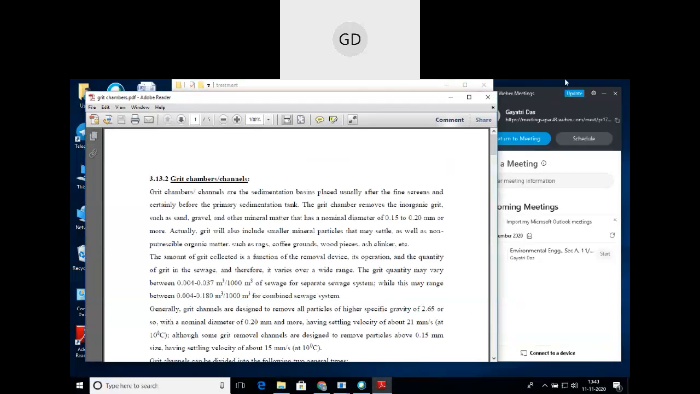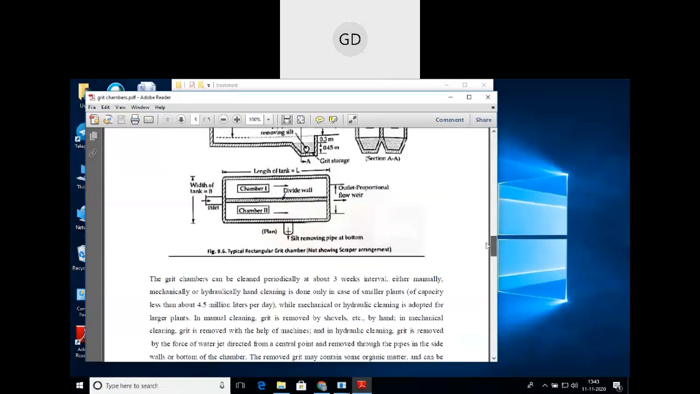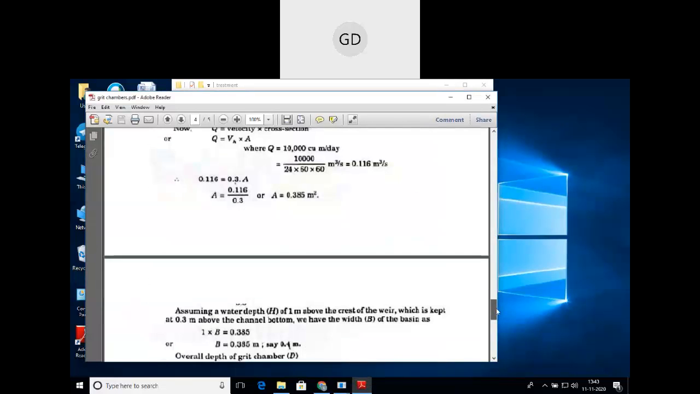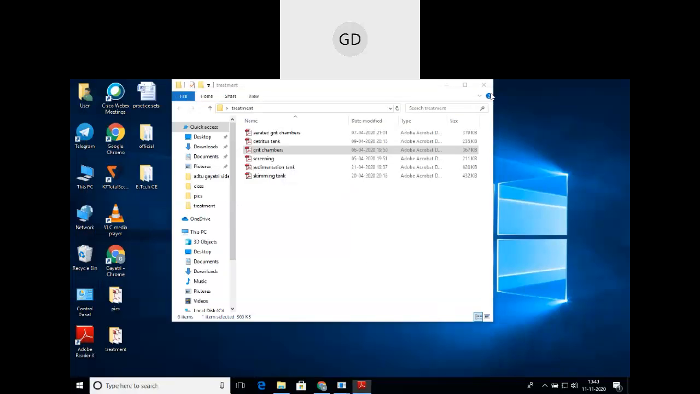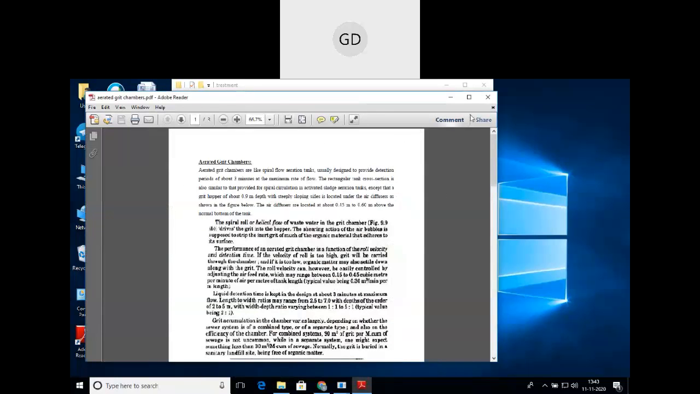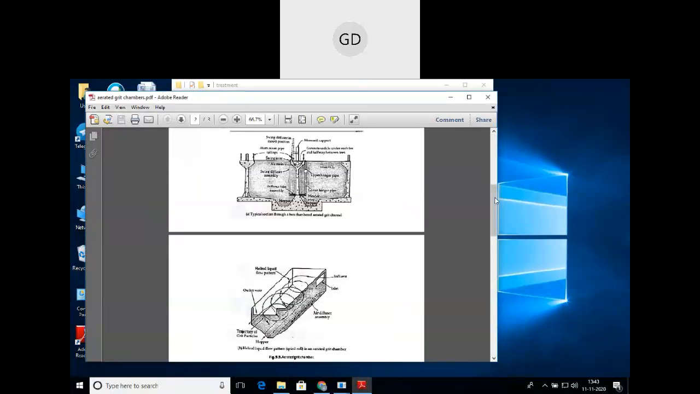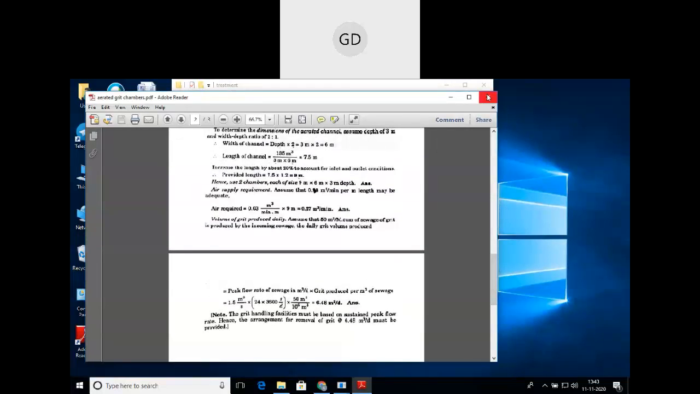Grit chambers, have we done them or not? I think yes, we have done the numericals, right? We have done the last two numericals of the grit chamber and aerated grit chambers, as far as I remember. After this part we have done, okay?